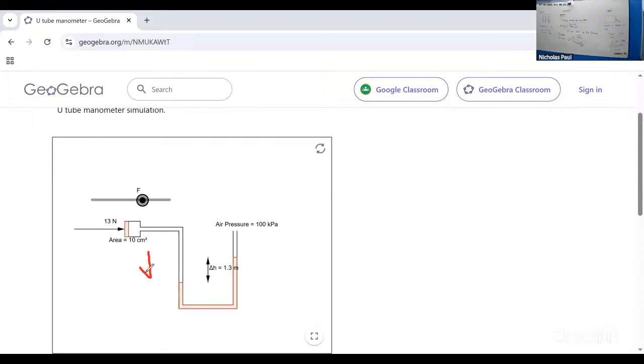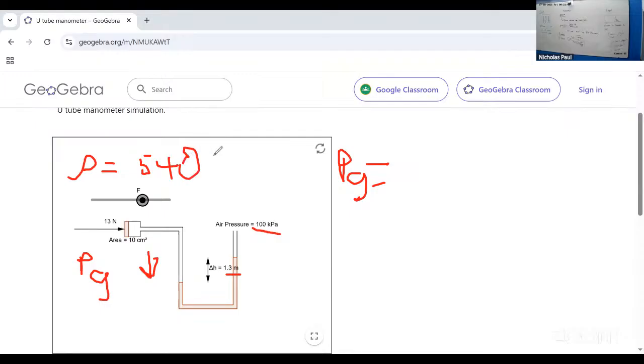So I want the pressure exerted by the gas. Pressure of the atmosphere is 100,000. This is 1.3 meters. Density of mercury, that is the symbol for it. That's 5400. Try to work out the pressure of the gas.